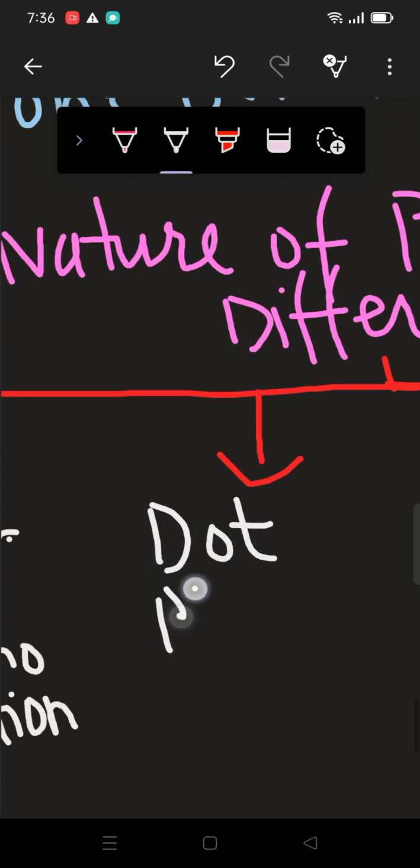Second, it is a dot product. Since we have already discussed, it is the dot product of electric field intensity and the del R, which represents the displacement. So it is a dot product.